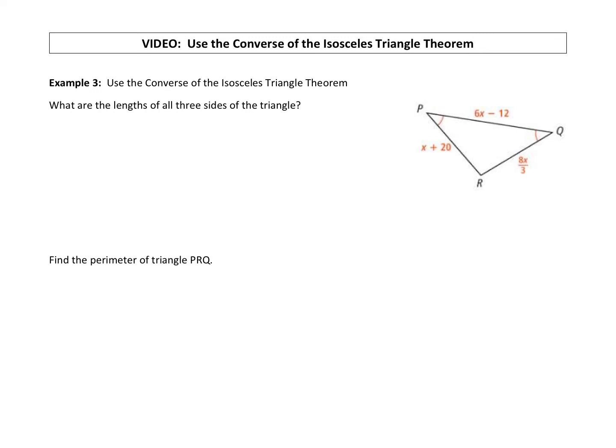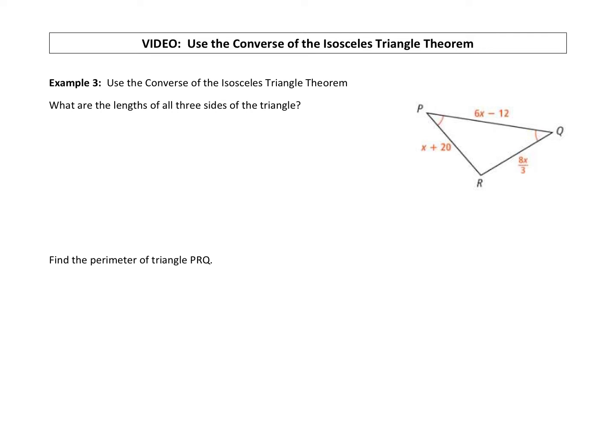All right, example 3, we're going to use the converse of the isosceles triangle theorem. Even if they didn't tell us that that's what we were going to use, we'll be able to figure that out. What are the lengths of all 3 sides of the triangle? So let's take a look at our triangle, triangle PQR.